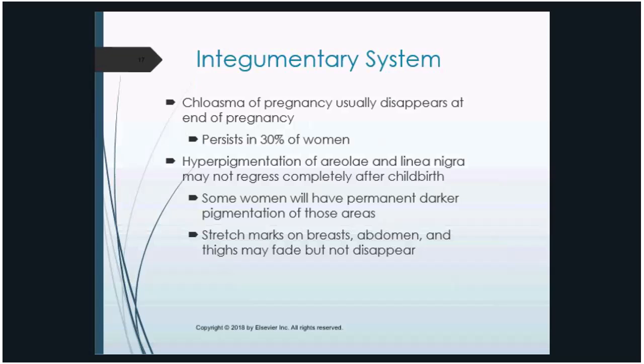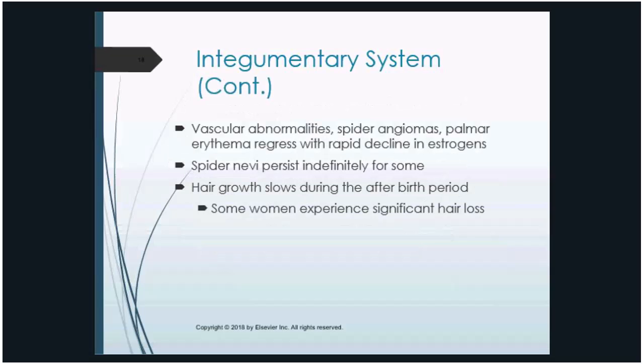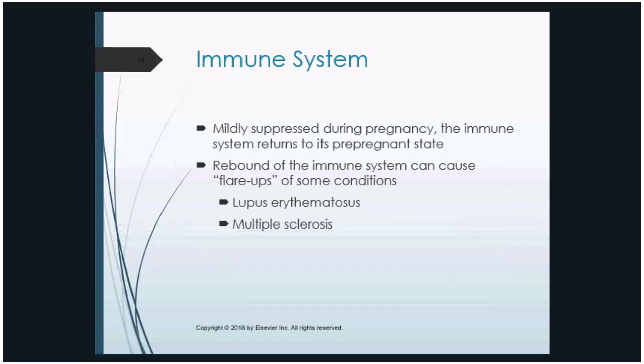Stretch marks on breast, abdomen, and thighs may fade but do not disappear. Vascular abnormalities like spider angiomas and palmar erythema regress with rapid decline in estrogen levels. Spider nevi persist indefinitely for some, and hair growth slows during the afterbirth period. Some women may experience significant hair loss. The immune system, mildly suppressed during pregnancy, returns to its pre-pregnancy state. Rebound of the immune state can cause flare-ups of conditions such as lupus or MS.